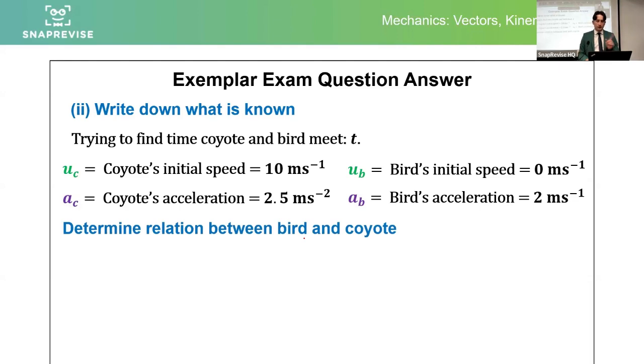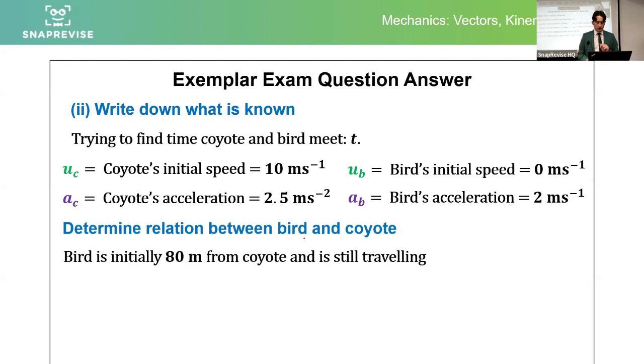So if we were to determine the relationship between the two, this is really important as well. And there's a lot of practice questions like this people struggle to work through. There is a link with the displacement. They are 80 meters apart. That's the thing we could forget to use.